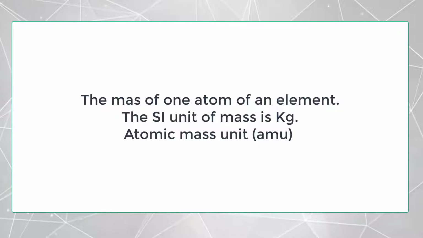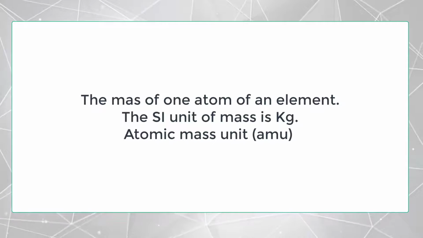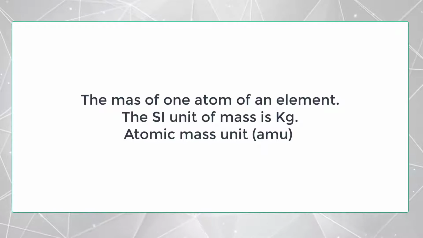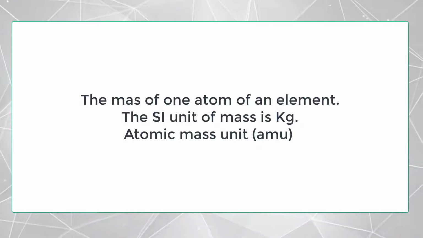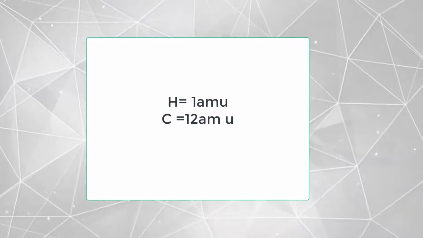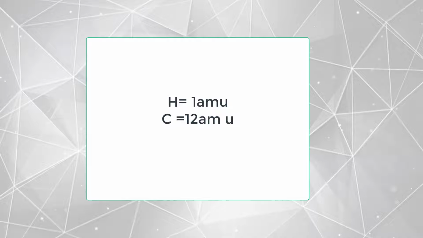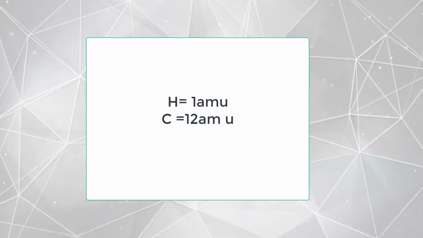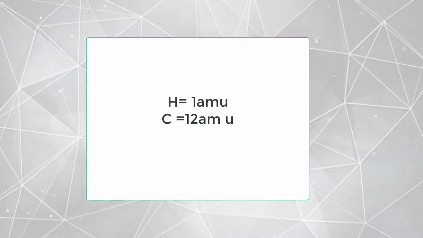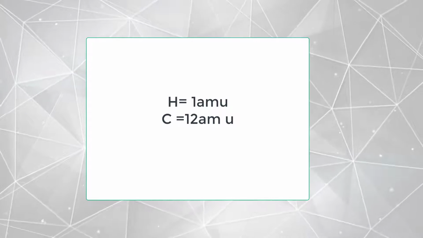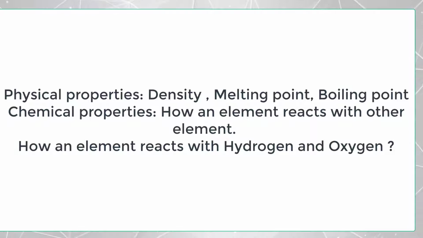The SI unit of mass is kg, but since the atom is really small and light, a more convenient unit called atomic mass unit, or AMU in short, is used. Let's take some examples. Hydrogen has an atomic mass of approximately 1 AMU, and carbon has an atomic mass of approximately 12 AMU. Now let's talk about physical properties. So what are physical properties of an element? That's right, things like density, melting point, boiling point of the element. What are chemical properties of an element? Chemical properties are how an element reacts with other elements.